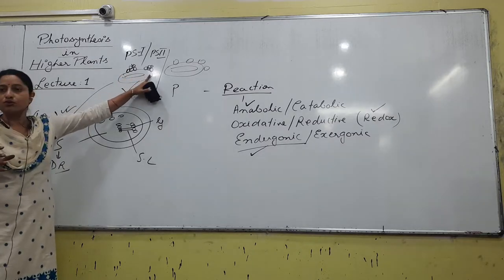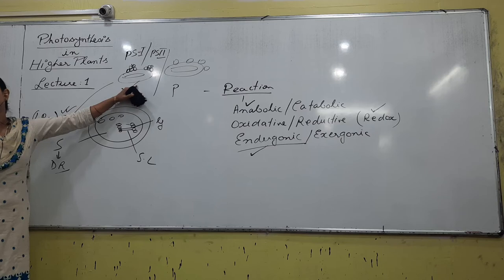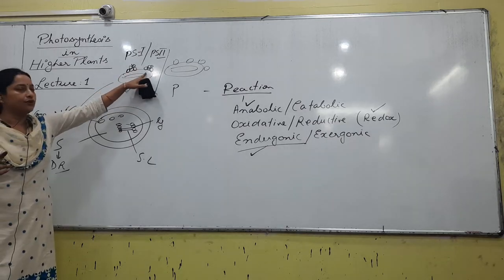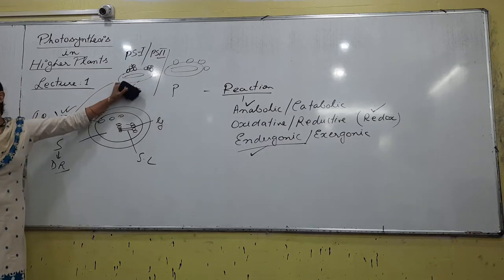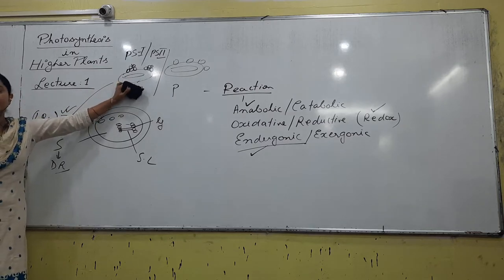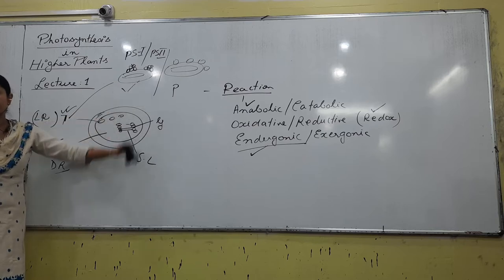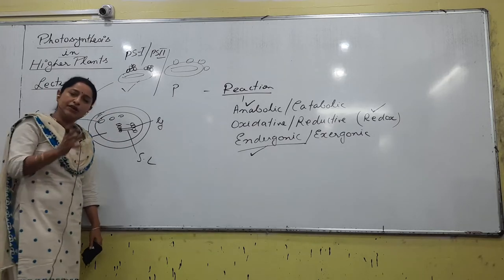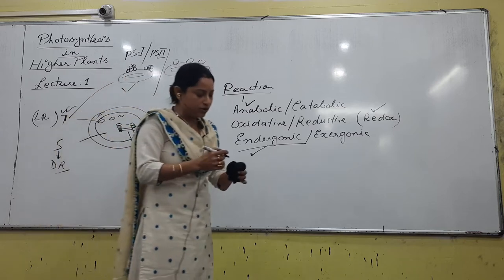Group of what? This is a thylakoid. These are groups. Groups of what? Groups of pigments. And whenever we talk about pigments, we are talking about something called photosynthetic pigments, right? And you should be knowing that. We'll be discussing and we'll be writing the note also.